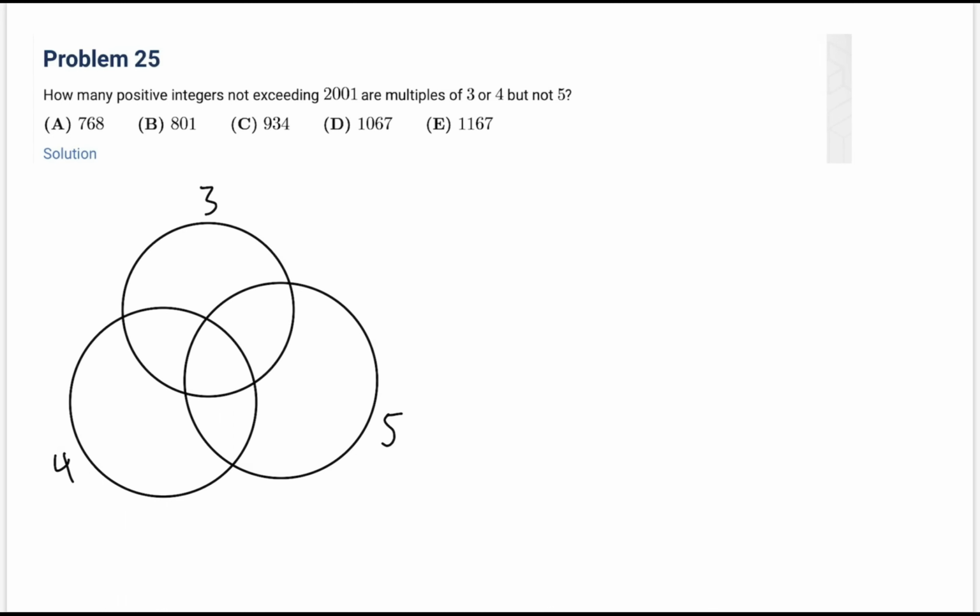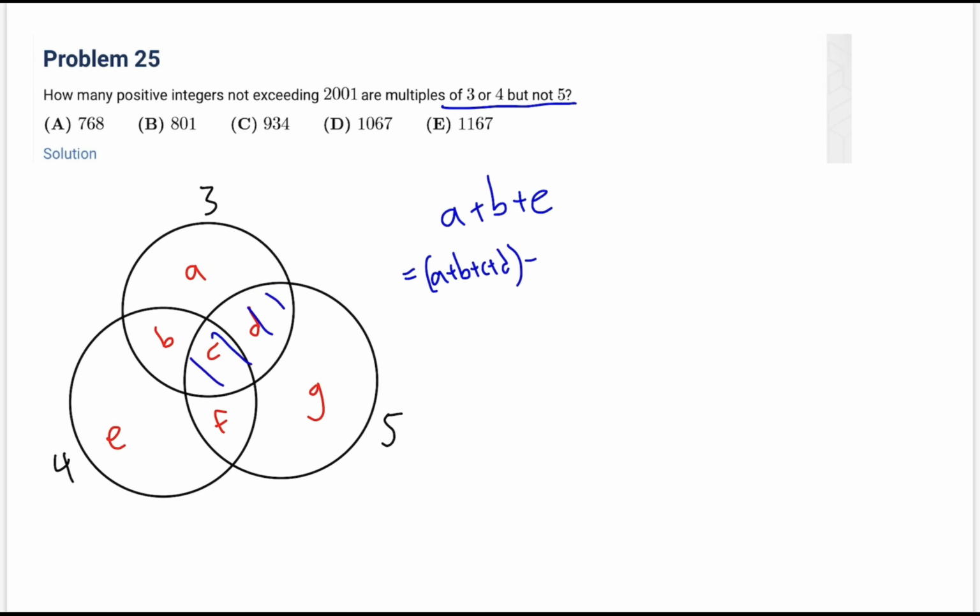So let's label the areas A, B, C, D, E, F, G, right? And then what we want is multiples of 3 or 4 but not 5, so we want this much. So what we want is A plus B plus E. And now how do we get this? This can be gotten by A plus B plus C plus D. This is 3, and then minus this much, which is C plus D, so we'll have this much left, right?